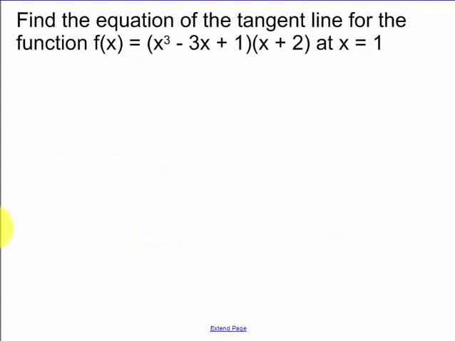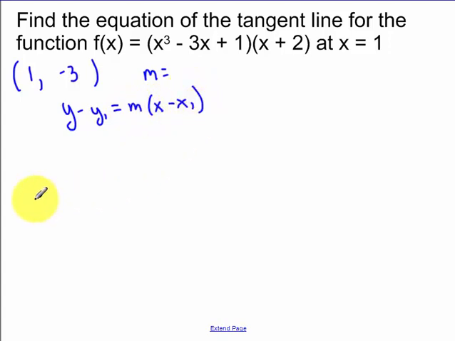Okay, writing the equation of the tangent line for a function. Remember, a tangent line, what you need is you need a point, so 1. When I plug in 1 for every x, I'm not going to show that work, that's a negative 3. And we need the slope. And again, I like to plug into y minus y1 equals m times x minus x1. To find your slope, take your derivative.